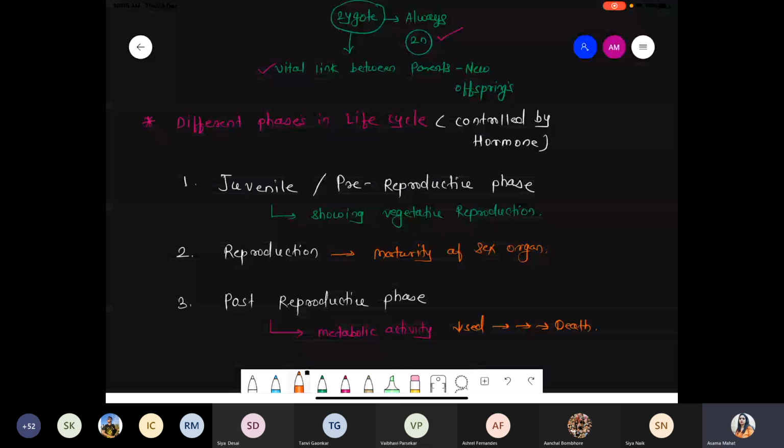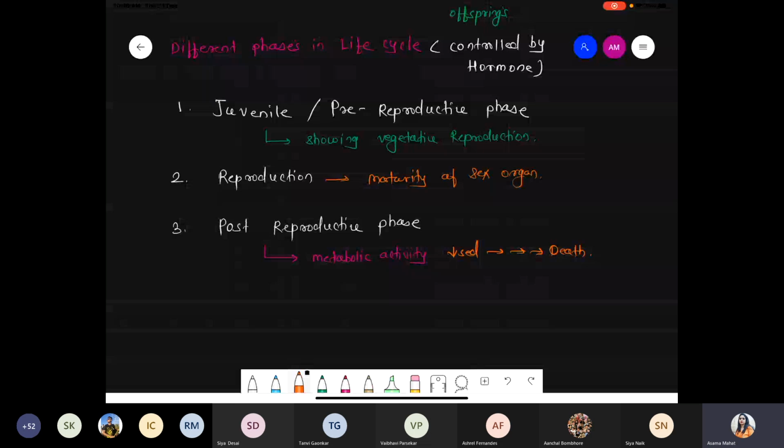On the basis of these different phases of the life cycle, we are taking two important concepts. Monocarpic means what, and polycarpic means what, means flowering and fruiting happening once, or happening repeatedly, means after 10 years, after 12 years, or every year flowering and fruiting. So we are talking about those points on the basis of life cycle.